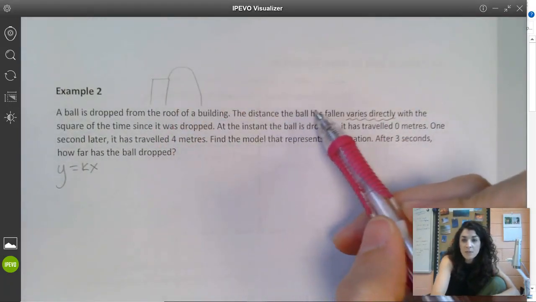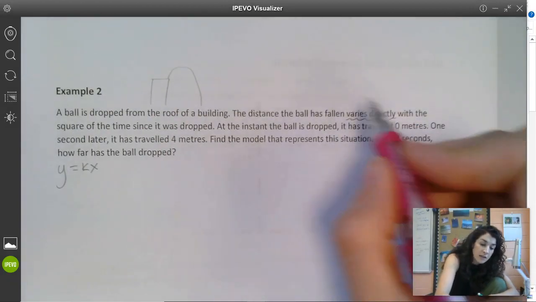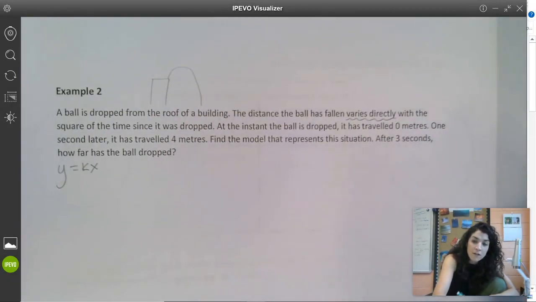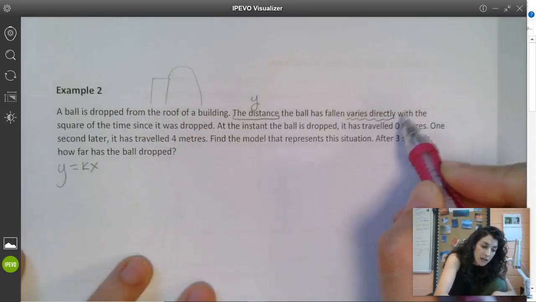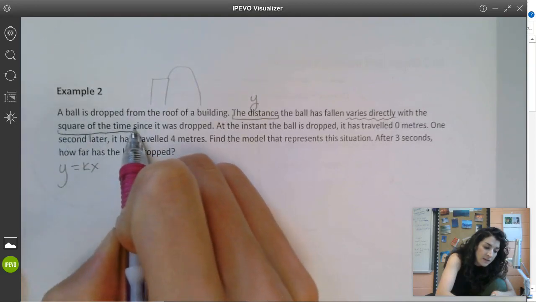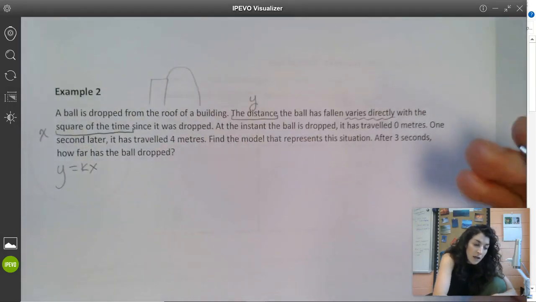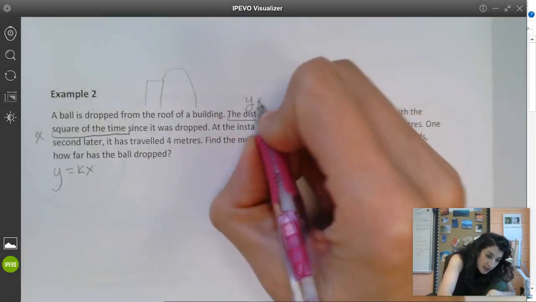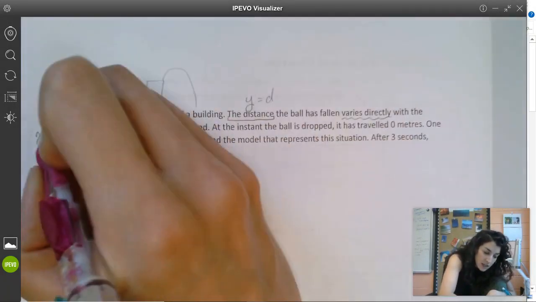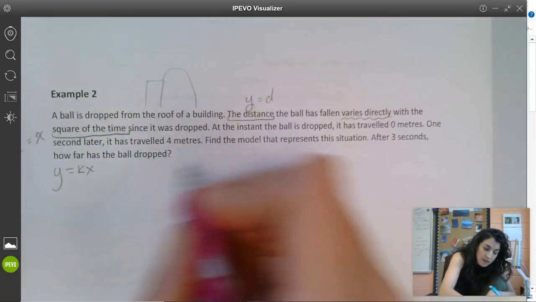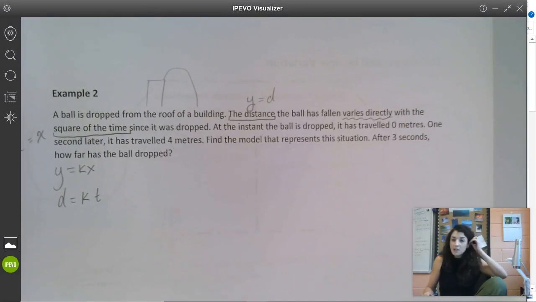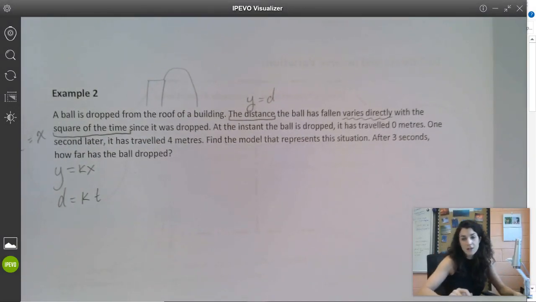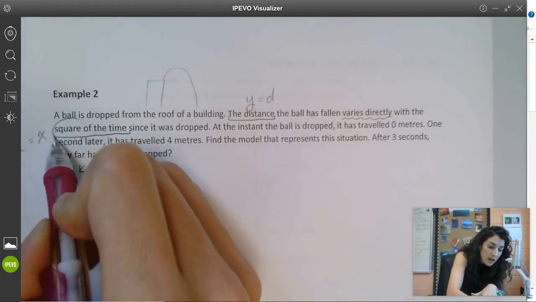Okay. The distance the ball has fallen varies directly with that. y varies directly with x. Let's make y the distance, d, and the time, t. So the distance varies directly with the time. But it's not just the time. It's not that it varies only with the time. It varies directly with the square of the time.